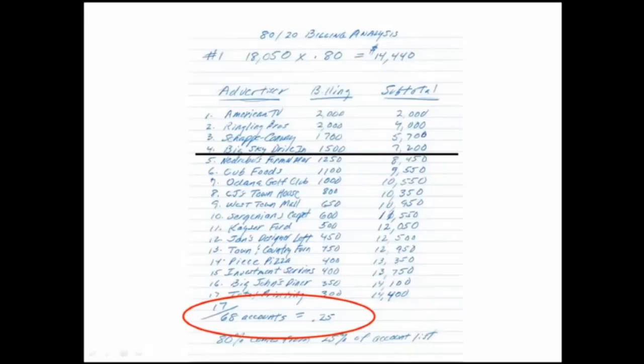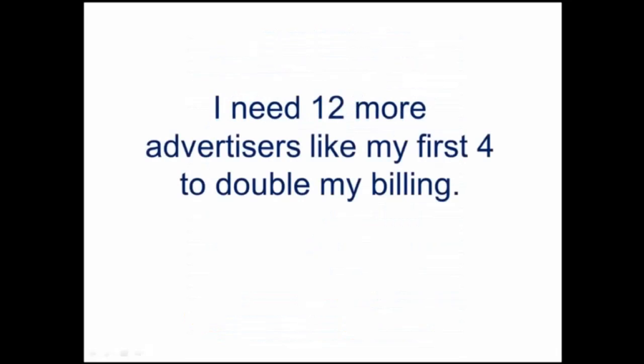And I start making observations. I do this exercise. Where does 80% of my business come from? And I make observations. That's all. Man, if I had 12 more advertisers like my first 4, I'd double my billing because I have 16 clients, and I'd be billing $28,000 with 16 people if I could just find 12 more like my first 4, or if I could upsell some of the people on my list, or if I get new business that was above average.